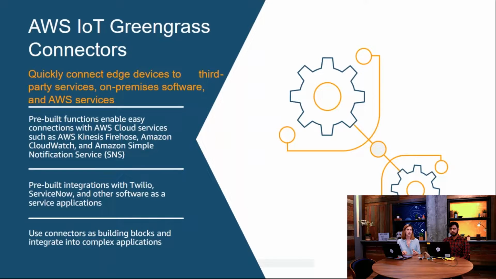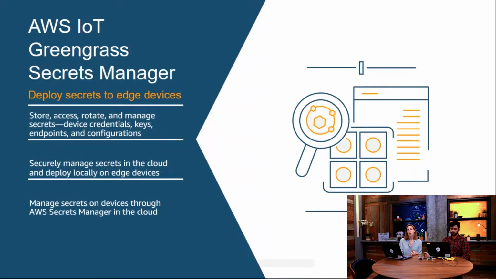Greengrass also now has connectors, which are pre-built applications that make it easy to integrate with both AWS and other services, whether that's Kinesis Firehose or a third-party service like Splunk. We also integrate with AWS Secrets Manager, so if you have a secret that you want to include in one of your Lambda functions, you can deploy that secret securely to rest on your edge device.